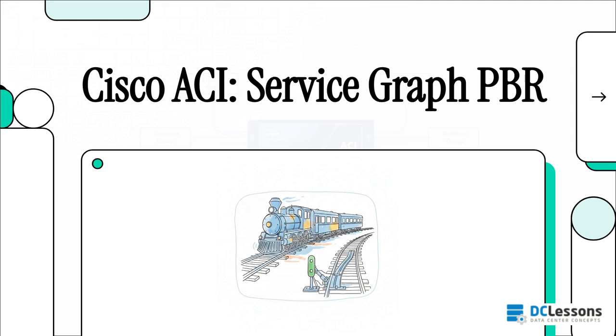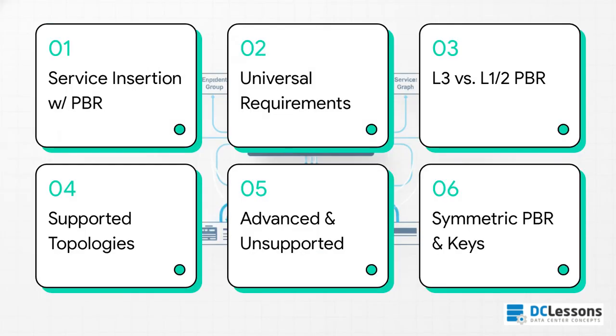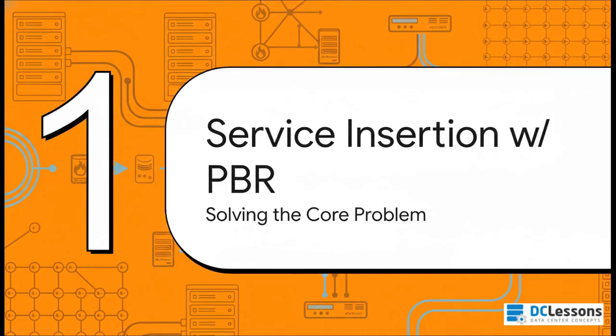We're going to break down how ACI automates and simplifies this whole process, which means more agility and way fewer headaches. So here's what we're going to cover. First, we'll talk about the problem PBR actually solves. Then we'll get into the universal ground rules that you always need to follow. After that, we'll compare the two main modes, Layer 3 versus Layer 1/2. We'll look at some actual supported designs, explore some advanced stuff, and just as importantly, what not to do. And we'll wrap it all up with a crucial concept called symmetric PBR and our key takeaways. All right, let's jump right in.